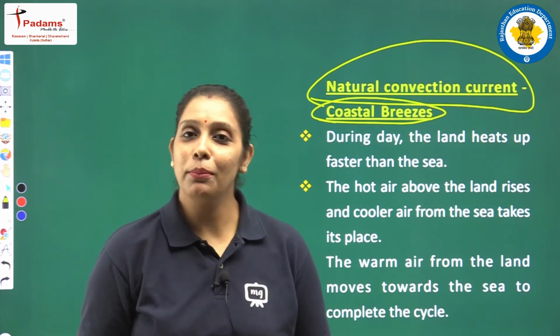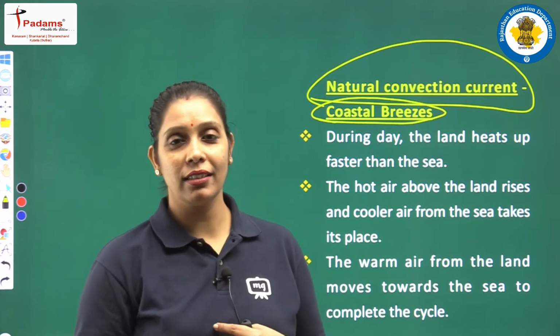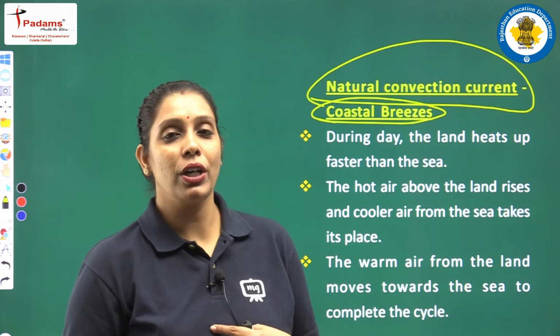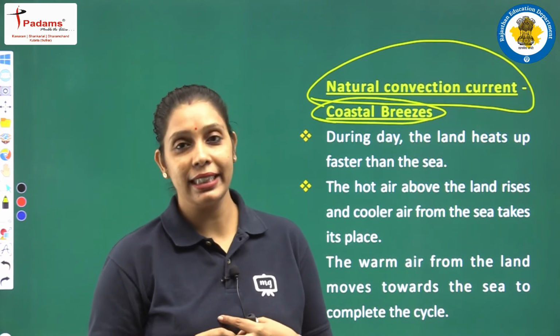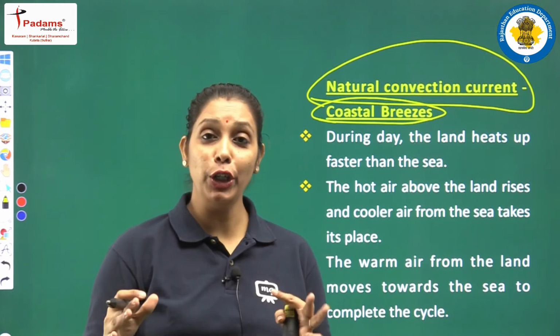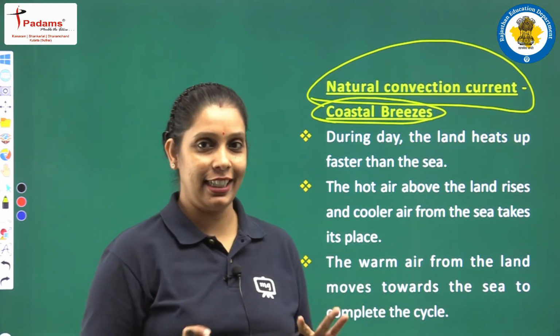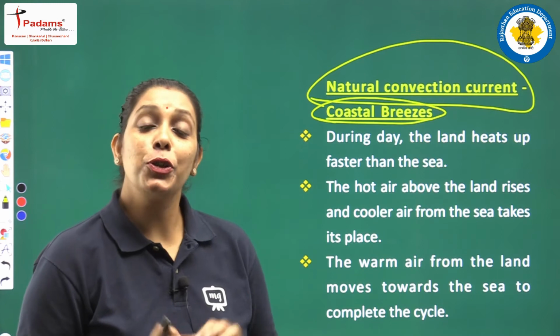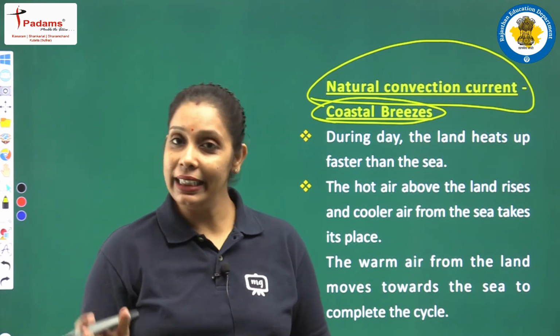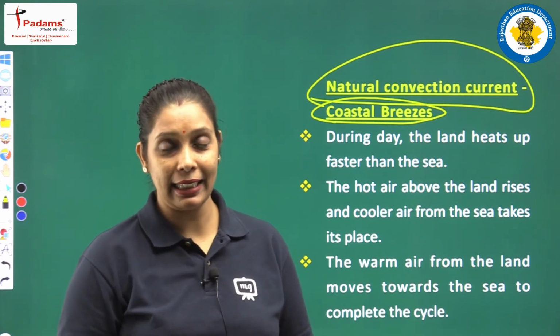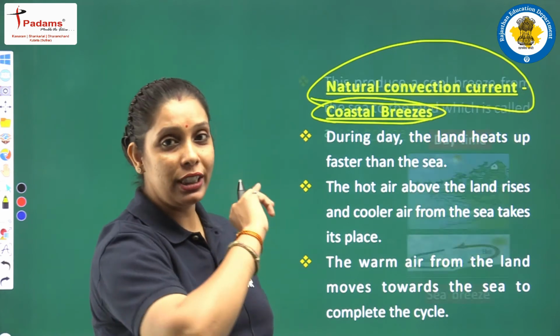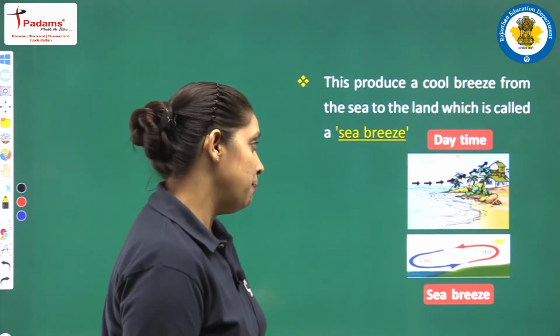Okay, now you might have seen that the houses which are near the seashore or near the sea area are having windows on the sea side. Why? We will discuss it. Okay students, during daytime what happens exactly? Just have a look at the diagram. I will explain it to you first.